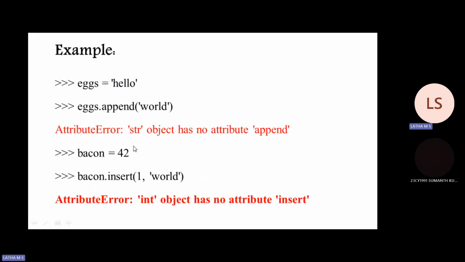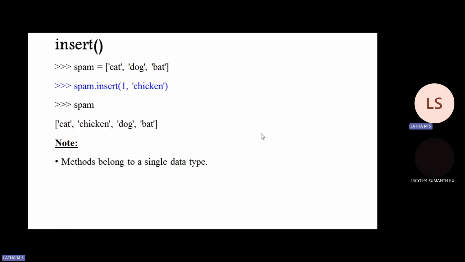Coming further, you can append like this: x is hello, x dot append word. So what happens? It gives an error. What is the error? Attribute error. String object has no attribute append. Is that so? What is happening? Why is it not taking? It can add to a list. What was happening here for this example?